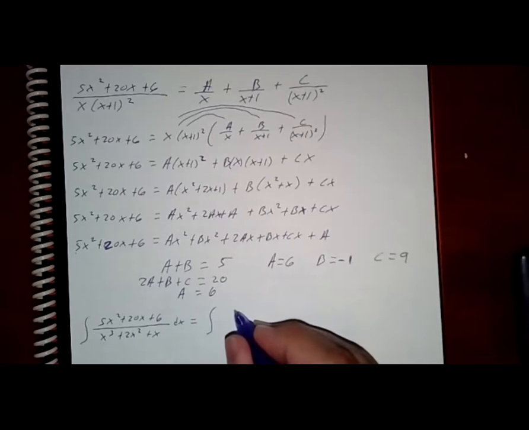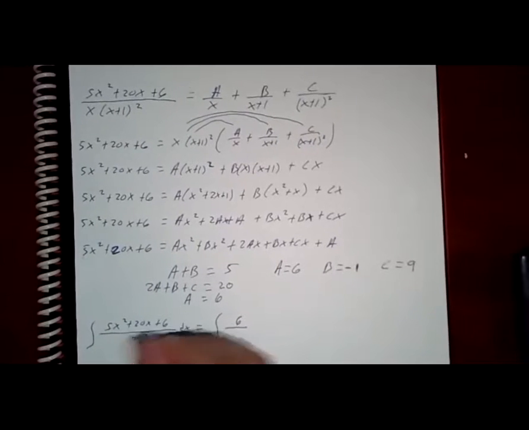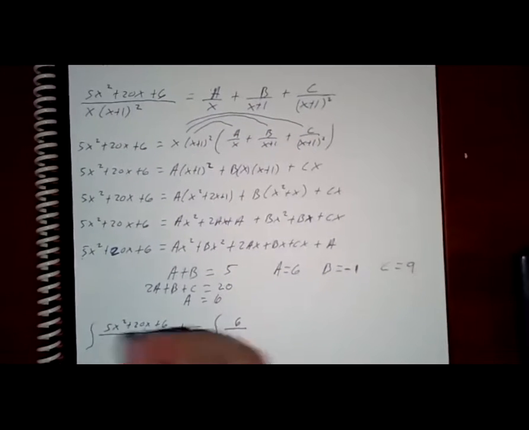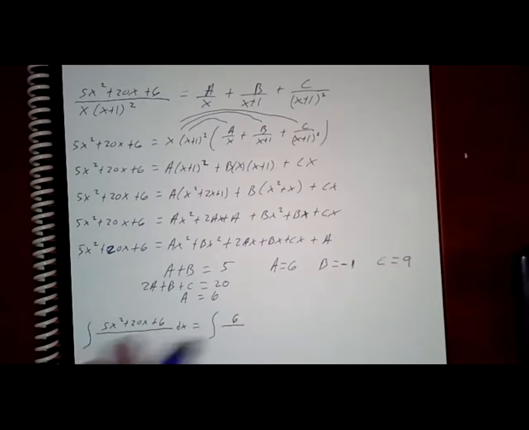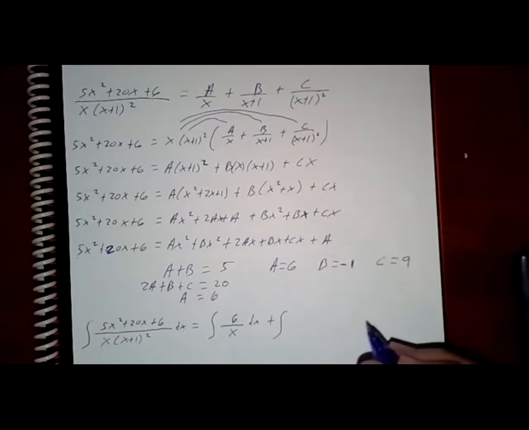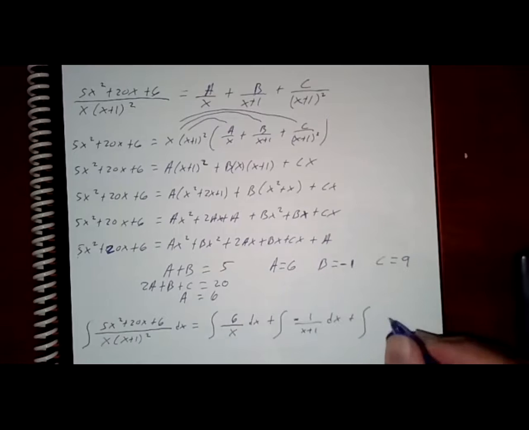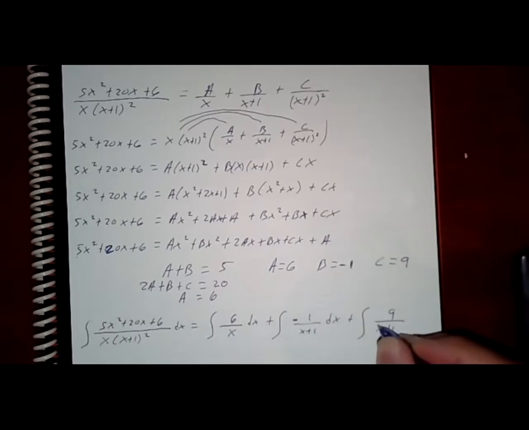of 6 over, well, let me go ahead and factor this so it's more obvious. Because I had already done that, right? Doesn't matter, it's just preference. So 6 over x dx plus the integral of -1 over x plus 1 dx plus the integral of 9 over x plus 1 squared.